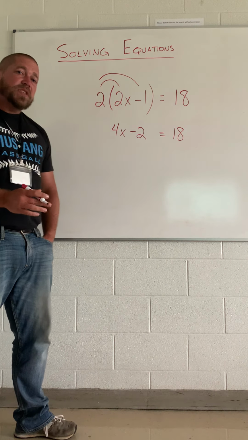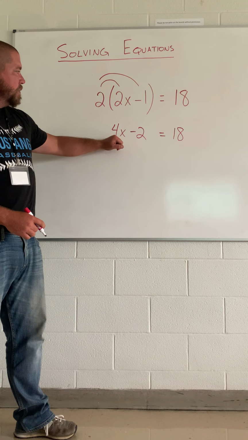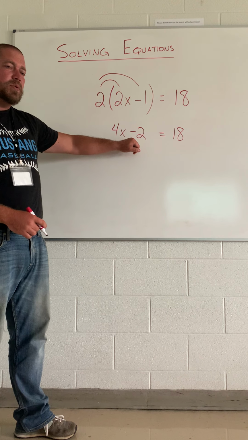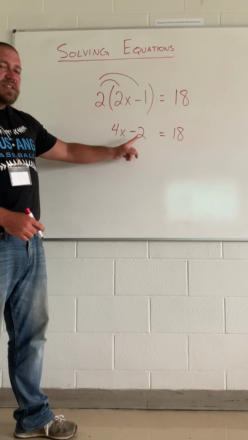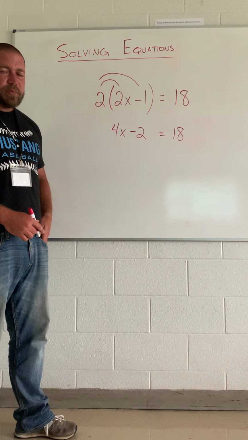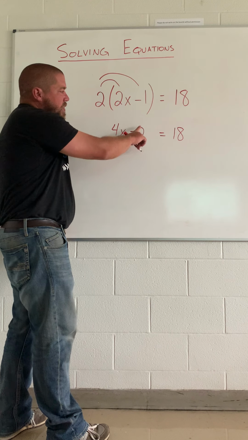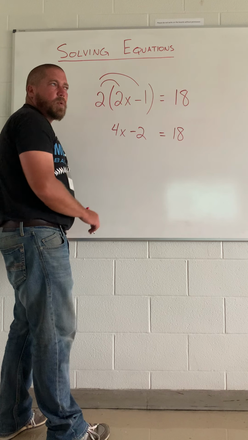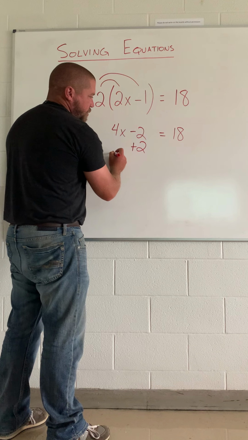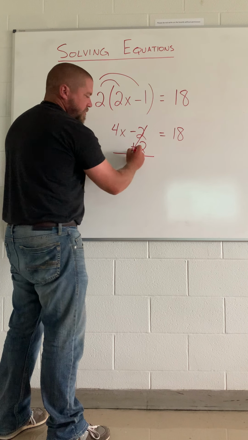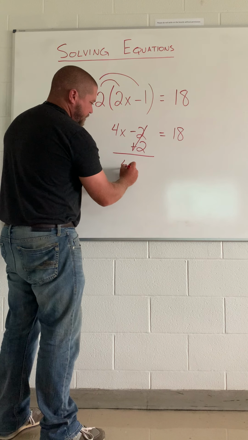From this point, this is going to work just like the last video tutorial we did. We have 4 times x minus 2 is equal to 18. Remember, we add and subtract to both sides before we multiply and divide to both sides. So since we have negative 2, we want this to go away. To get it to go away, we do the opposite. If I have negative 2 and I add 2, it becomes 0, leaving me with just 4x on this side.